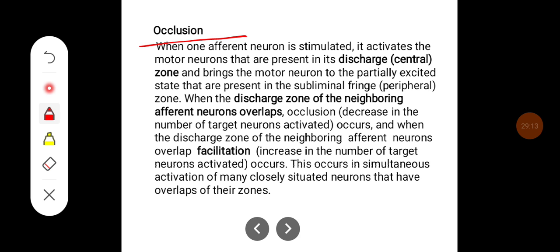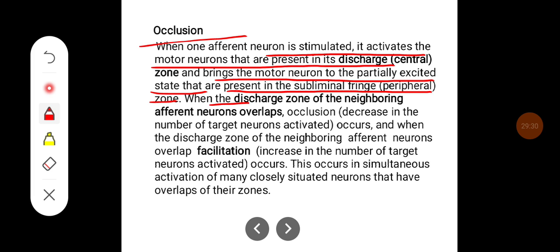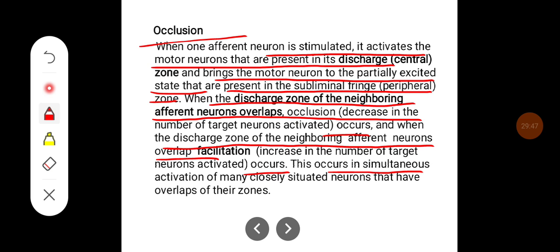So there can be occlusion as well. When one afferent neuron is stimulated, it activates the motor neurons that are present in its discharge zone and brings the motor neurons present in the subliminal fringe zone to a partially excited state. When the discharge zones of the neighboring afferent neurons overlap, occlusion occurs. And when the subliminal fringe zones of the neighboring afferent neurons overlap, facilitation occurs. So this occurs in simultaneous activation of many closely situated neurons that have overlaps of their zones.